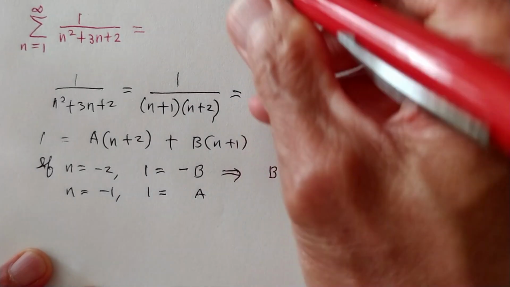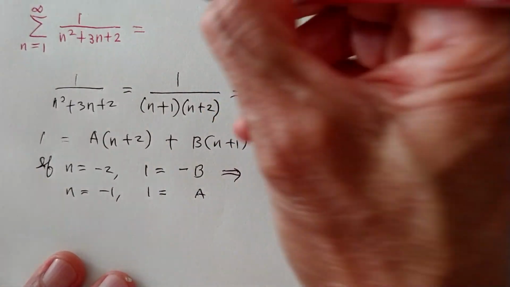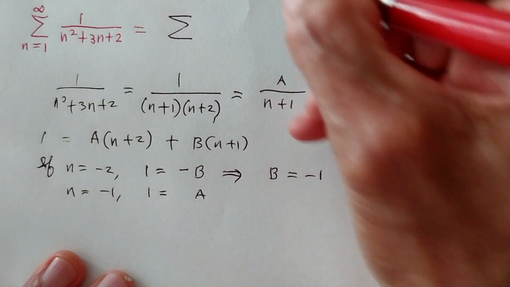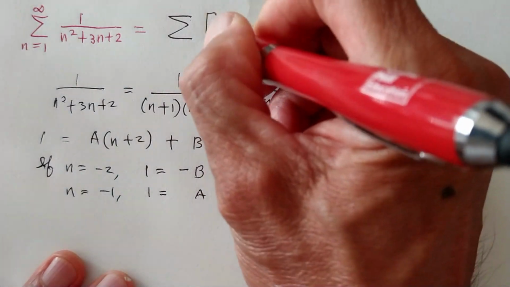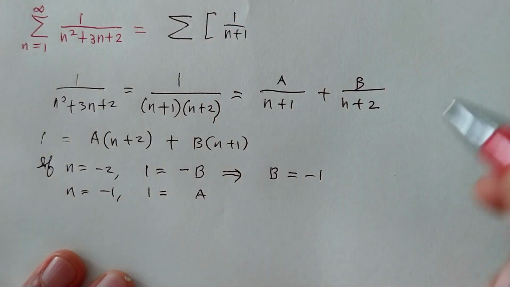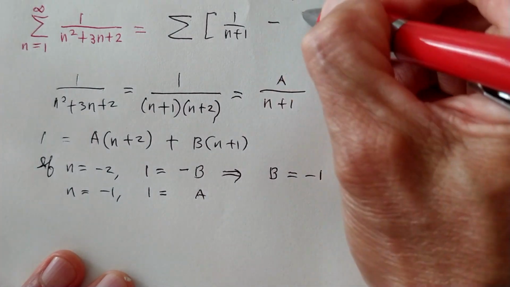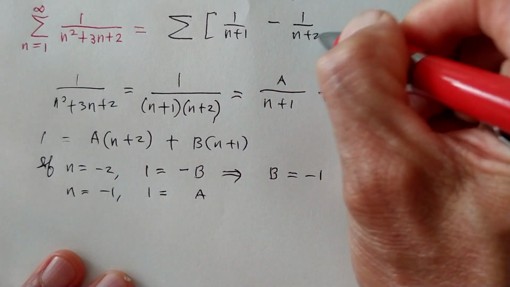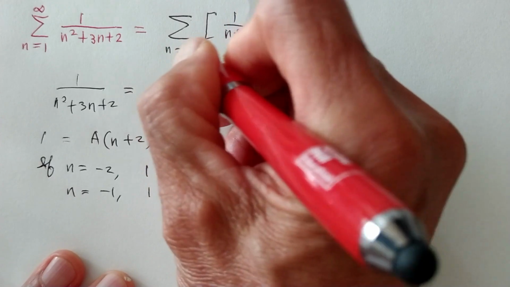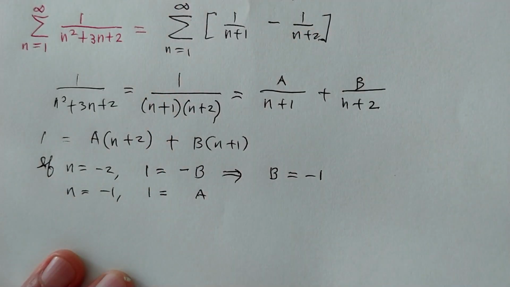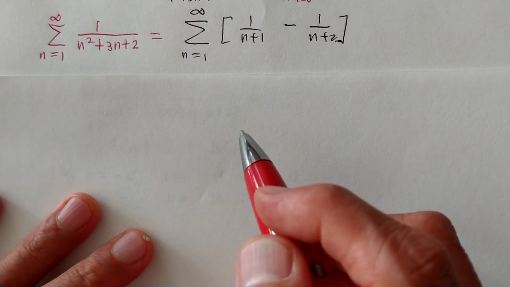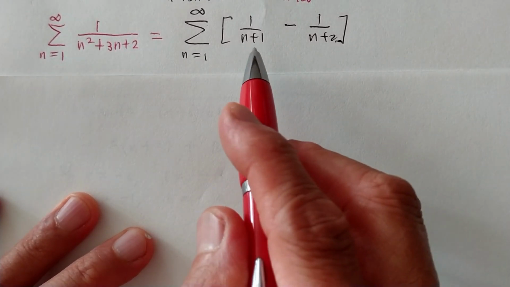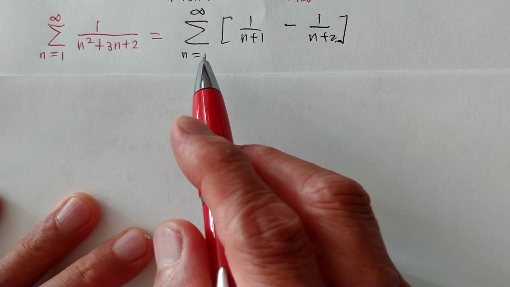So we can rewrite our series now as the sum of 1 over n plus 1 minus 1 over n plus 2, n goes from 1 to infinity. So why is this a telescoping series? I want you to look at what's going to happen when I replace n by 1, by 2, and so on.